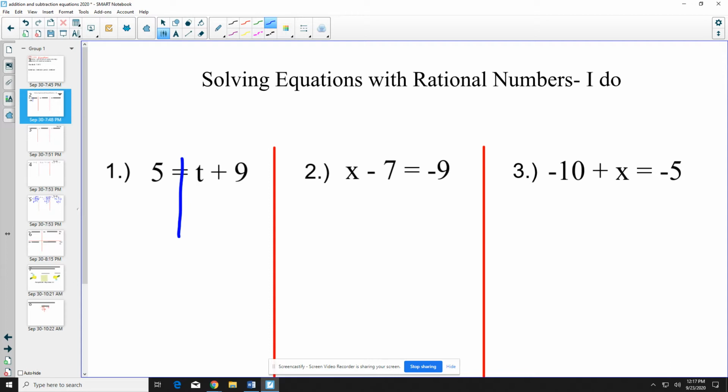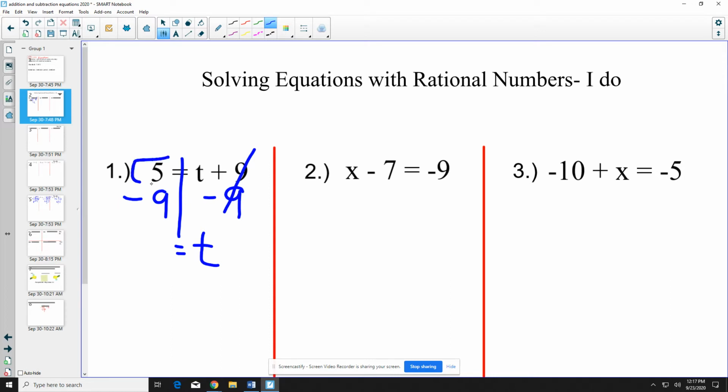You always do the opposite when you solve equations. So if it says plus 9, what you do is minus 9 to both sides. On the right side, when you take a 9 and subtract 9, you get 0, and you just bring down your t. You just have a t because the 9 and the negative 9 cancel to make 0.